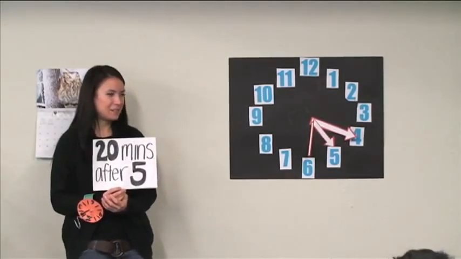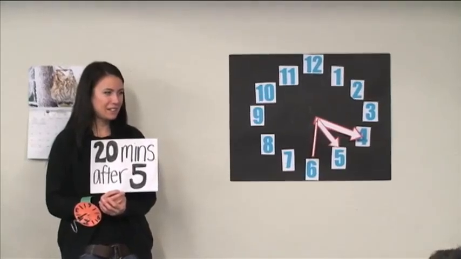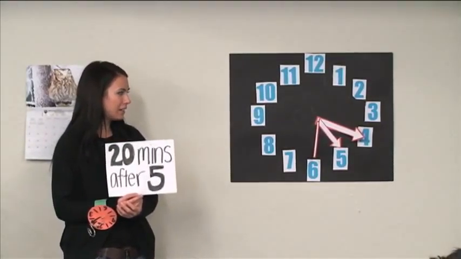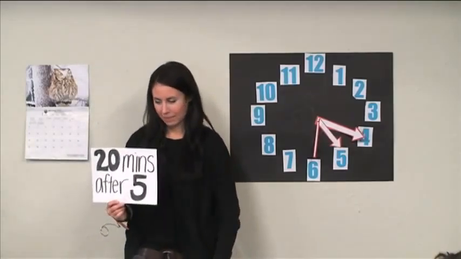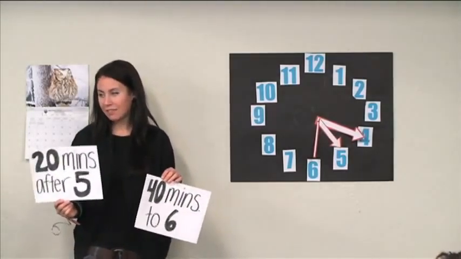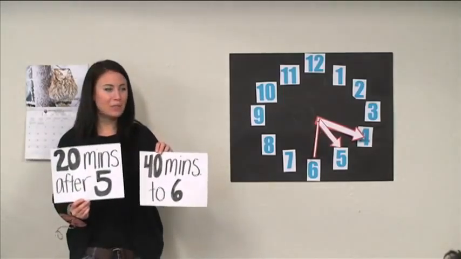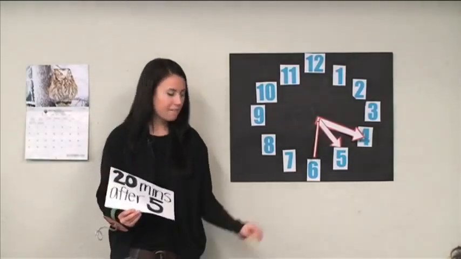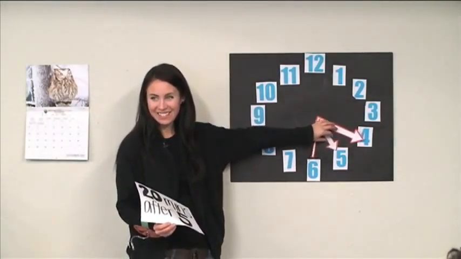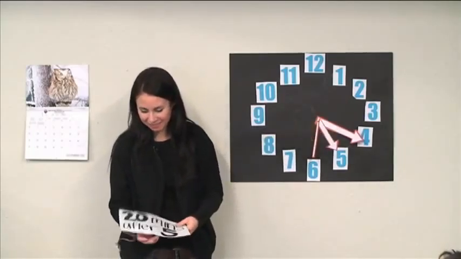This one, is this one a new time we have to make? Let's look at the clock. This one is the same. These two are the exact same. If we say it's 20 minutes after 5, or if we say it's 40 minutes till 6, both of those times are 5:20. They're both at the same time. Yeah. It's kind of tricky, isn't it?